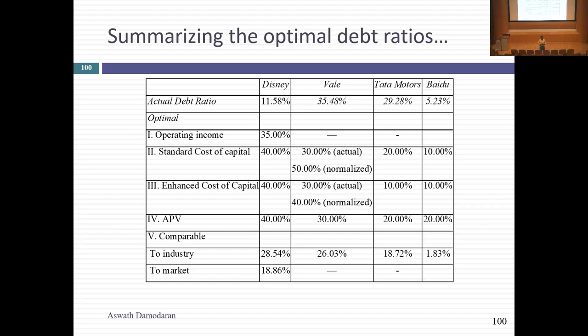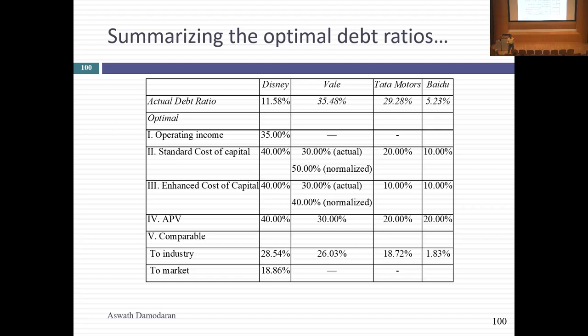The cost of capital approach, if you remember, gave an optimal debt ratio of 40%. I did introduce bankruptcy costs, but it stayed at 40%. The APV approach, also I got 40%. So I got three 40s in a row. And when I compared to the industry, it looked like there should be about 29%. So I actually ran an entertainment sector regression and came up with 29%. And against the market, I've got about 19%.